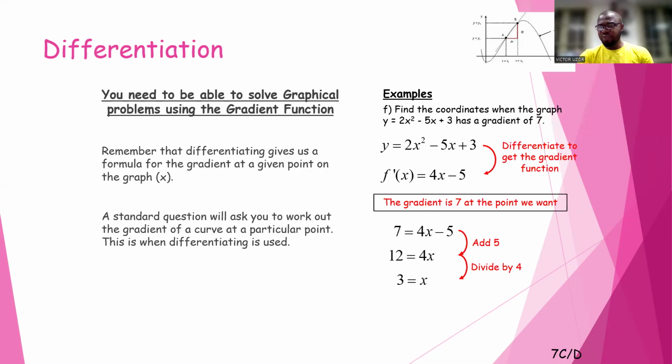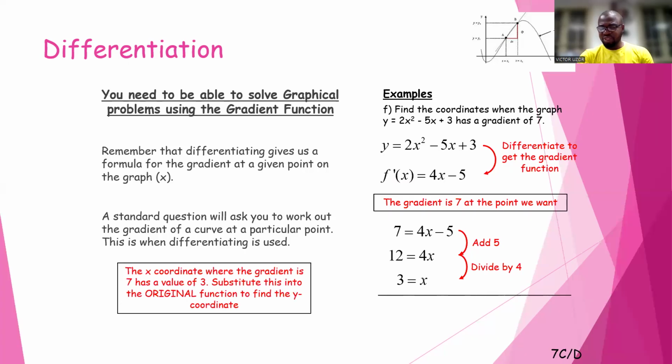That means if you differentiate it at the point where x is 3, you are going to get a gradient of 7. You see, as simple as A, B, C. Is that not beautiful? Now, they're asking you to find the coordinate.